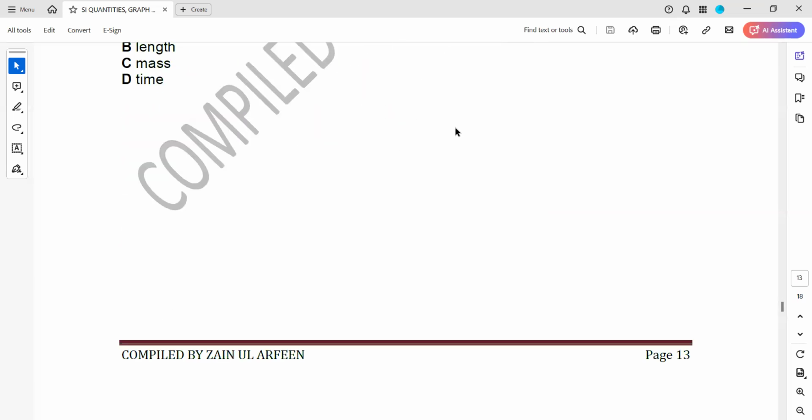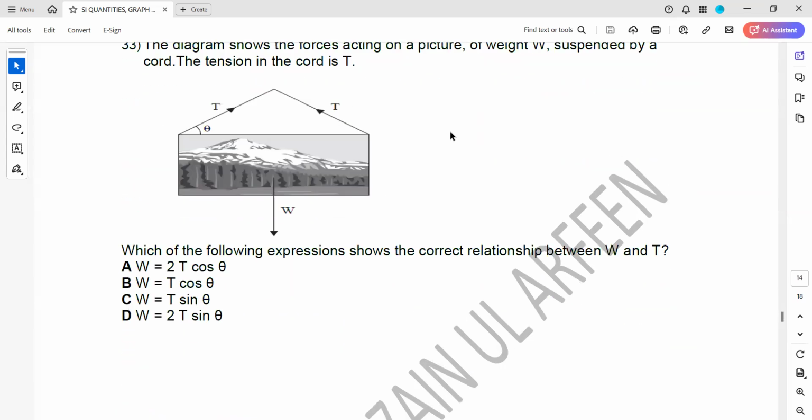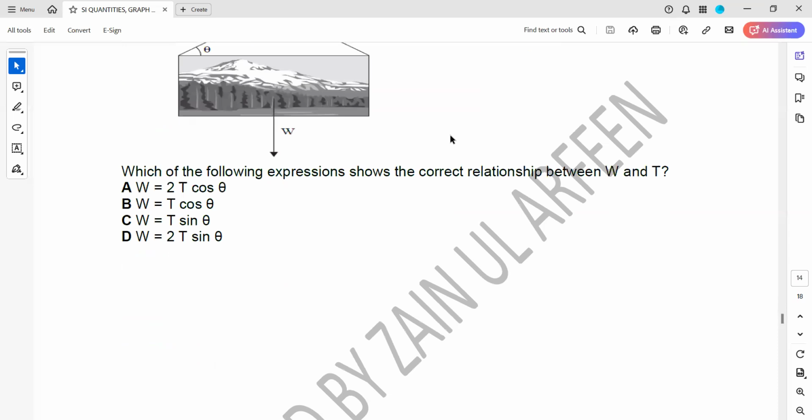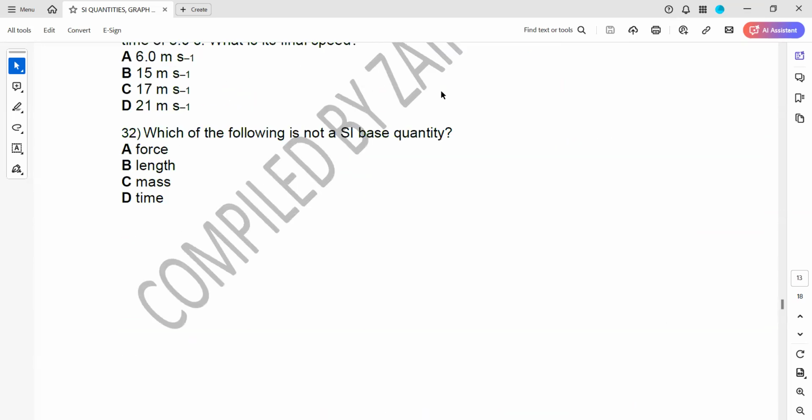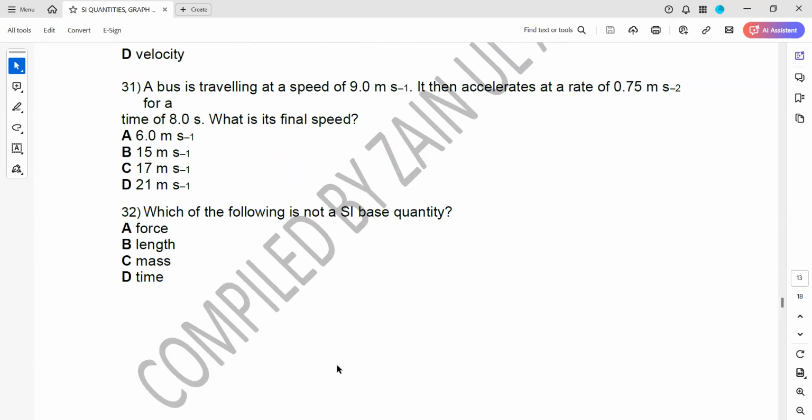Page 13, page 14. Any doubt on page 14? Question 31. Okay, 31 and 33. Right.